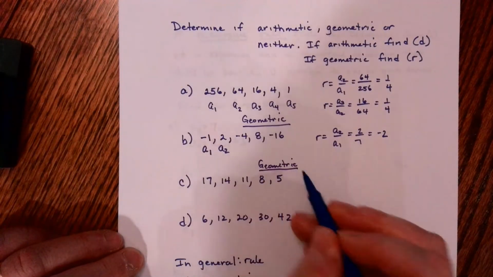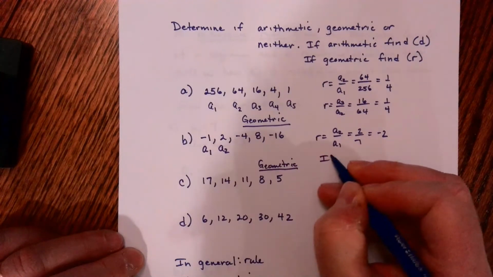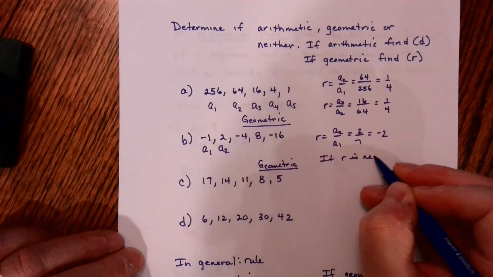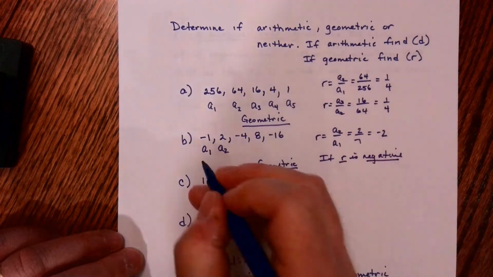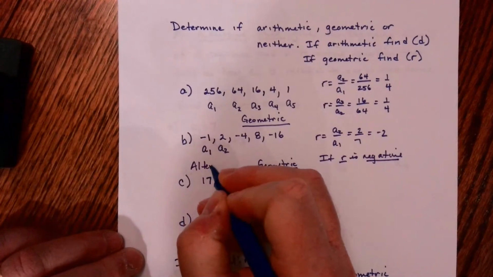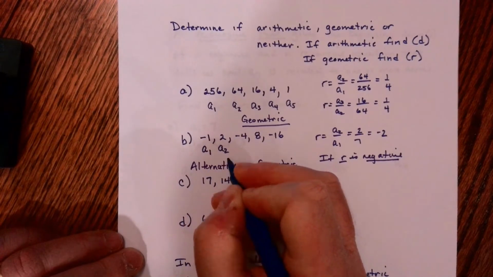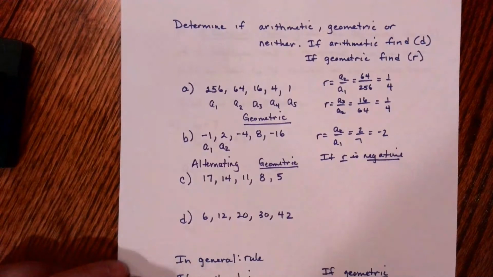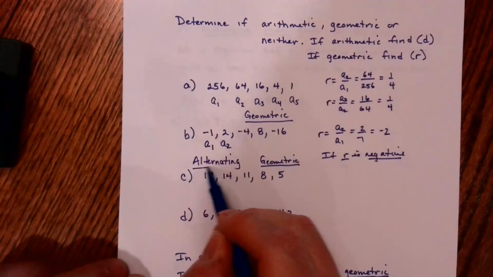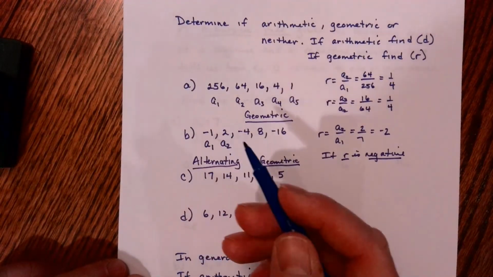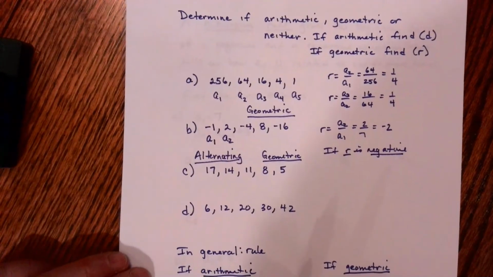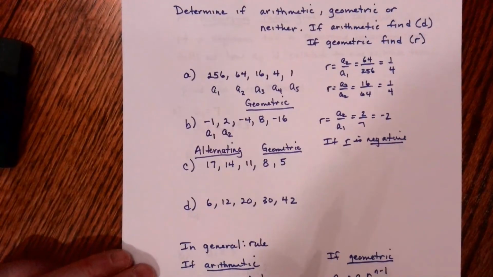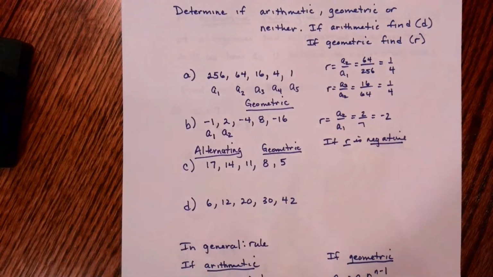sequence. However, if r is negative, we call this an alternating geometric sequence. Alternating because it's going back and forth from negative to positive, positive to negative, negative to positive. Take a look at example C. What do you think example C represents?